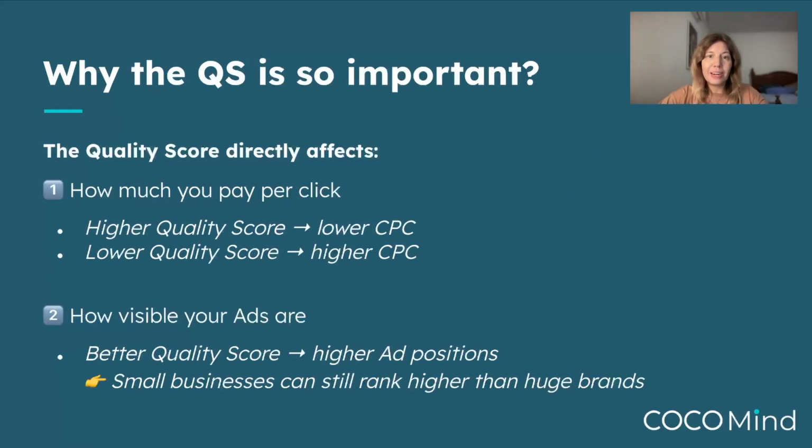Why is the quality score so important? The quality score directly affects two things. First of all, how much you pay per click. A higher quality score means a lower CPC, like a lower cost per click, and a lower quality score means a higher CPC. And second, it affects how visible your ads are. A better quality score means higher ad positions. So small businesses with a small ads budget but a high quality score can still rank higher than huge competitors.